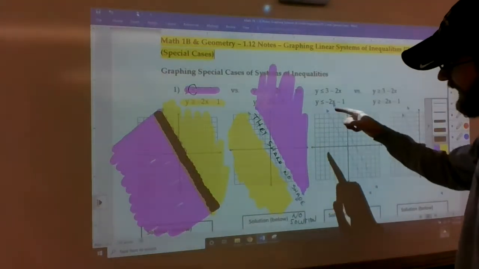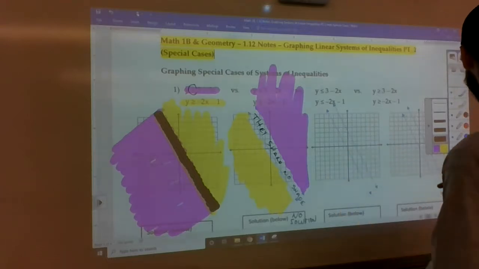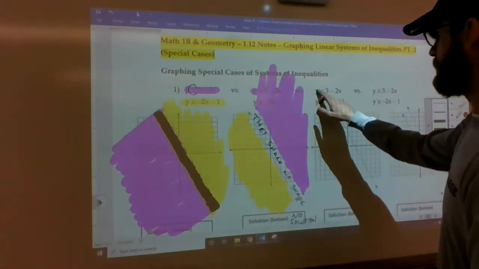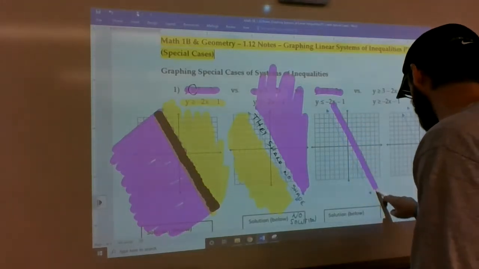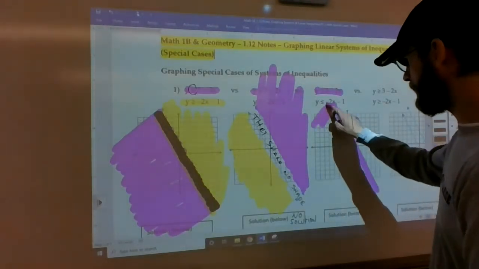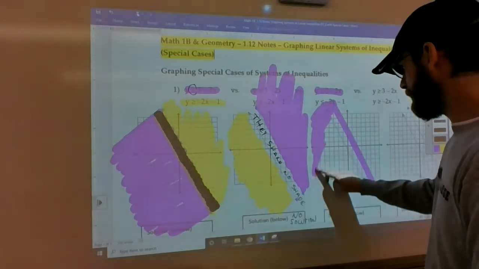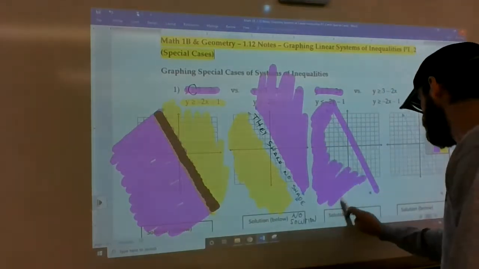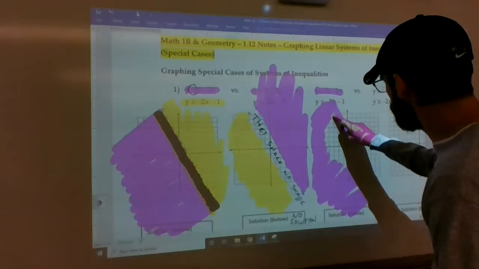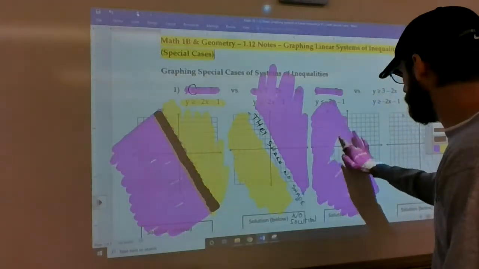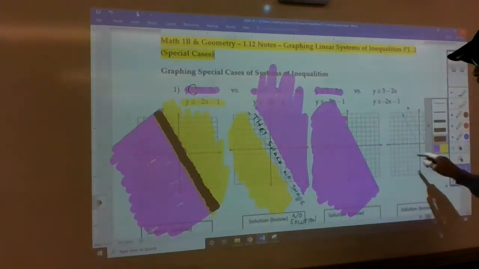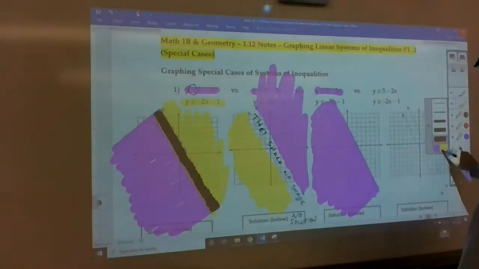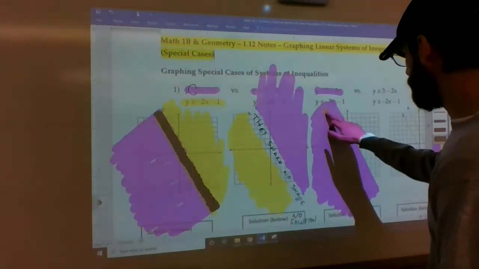They're both less than or equal to. So for this one, it's going to start here, and everything below it will be shaded. Everything below. So is everything below this one.